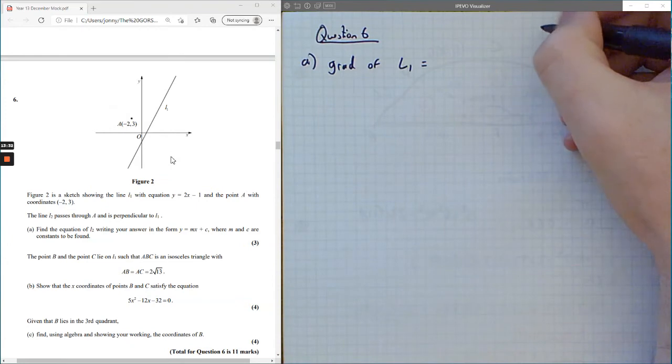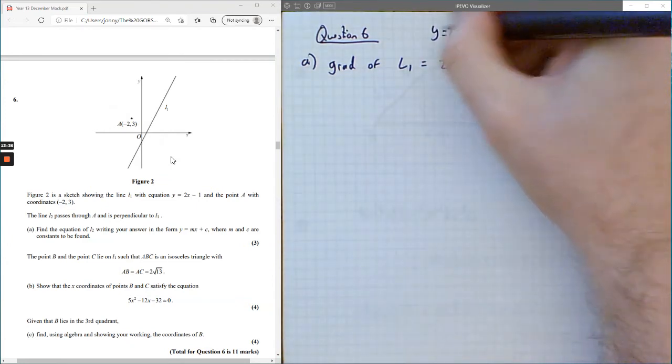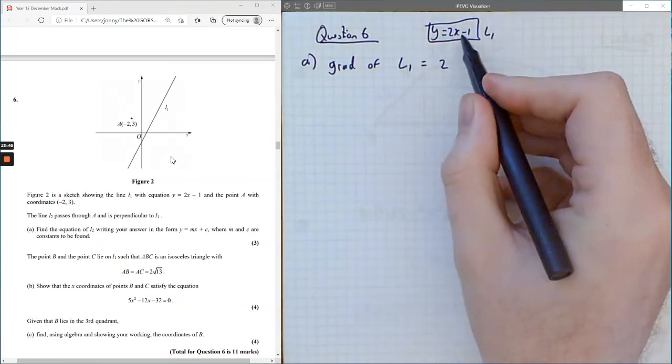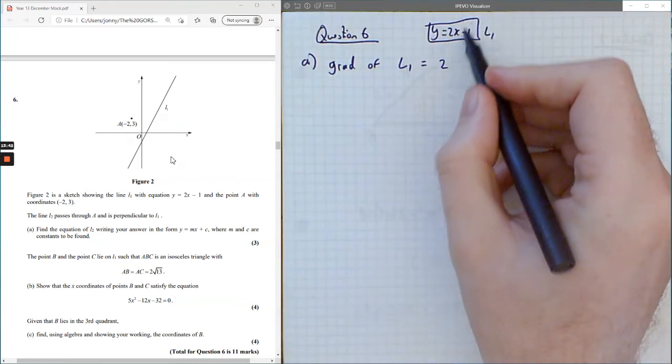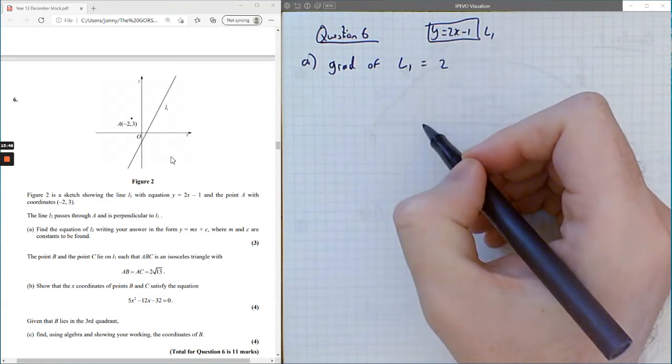The gradient of L1 is given to us as 2. Right? y equals 2x minus 1 is L1. So actually, we can read the gradient straight off. We should know that the gradient is whatever's multiplying the x when it's in the form y equals mx plus c, so it's equal to 2.